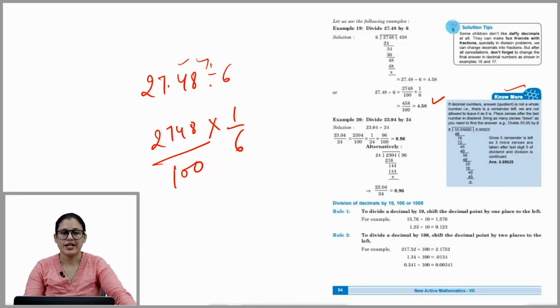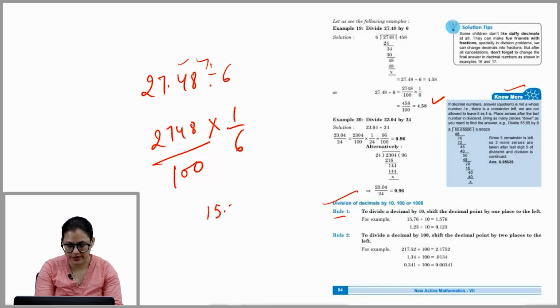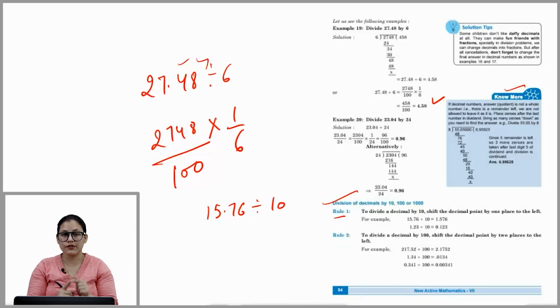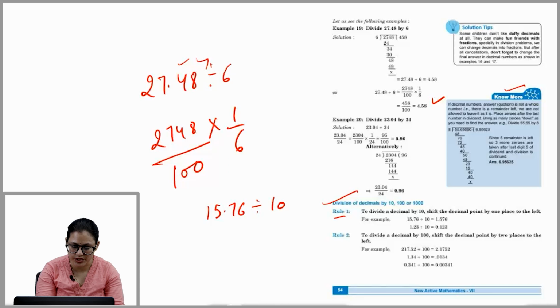Okay. Division of decimals by 10, 100 or 1000. Rule number 1. To divide a decimal by 10, shift the decimal point by 1 place to the left. For example, 15.76 divided by 10. Okay, now here in division we will shift the decimal towards the left. There is 1 zero, so we will shift it by only one place. So 1.576 is the answer.